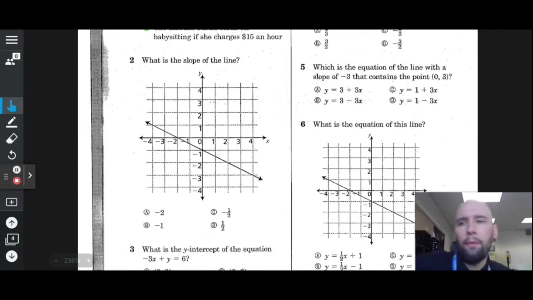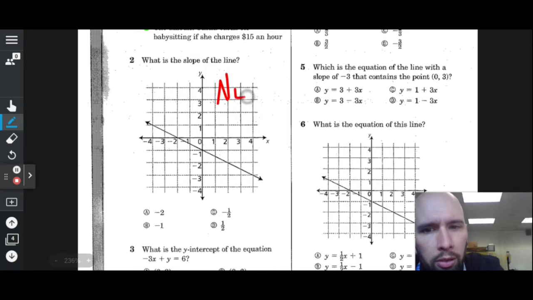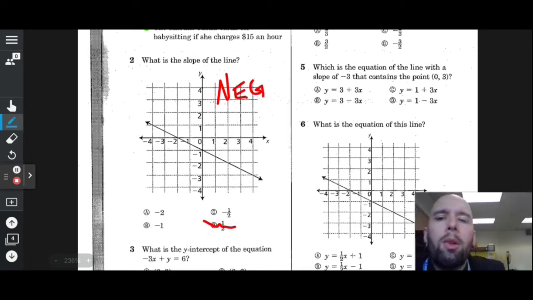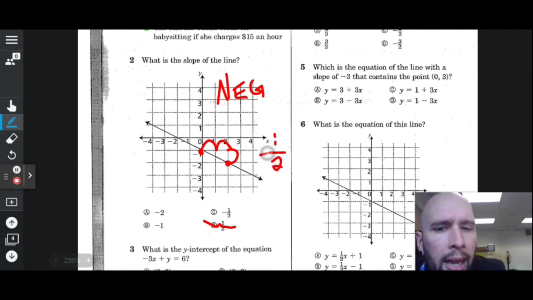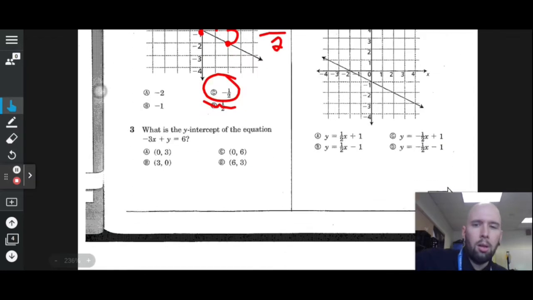What is the slope of the line? Well, this is going down, so it's going to be negative. Does that eliminate any possible answers? Yep. Slope is rise over run, so I need to pick a point. So I'll pick a point here, and I'll pick a point here. I'm going to rise 1, run 1, 2. So it's rise 1, run 2, and it was negative, so it's negative a half, and it's that guy.